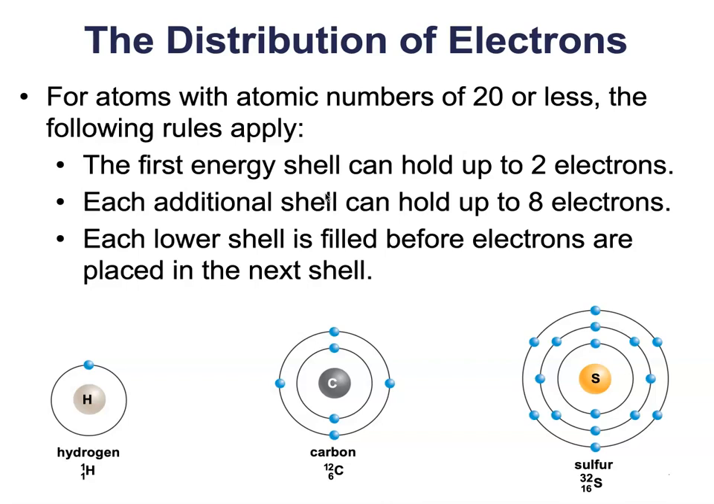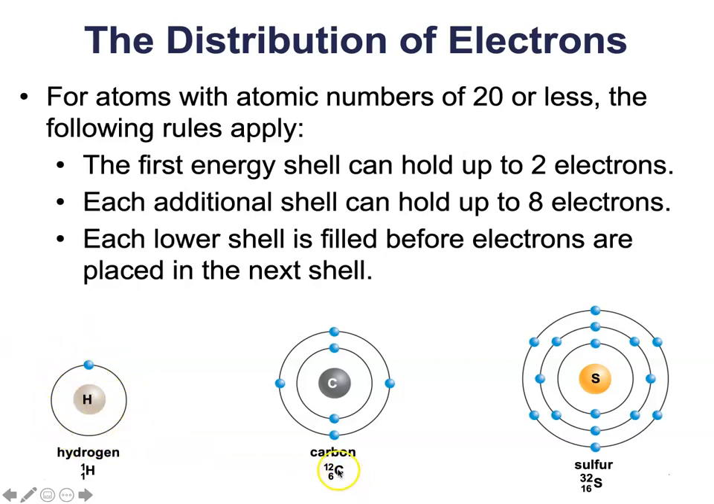So for example, hydrogen has an atomic number of 1, so it has 1 proton. Therefore, how many electrons does it have? 1. So if we have 1 proton, 1 positive charge, we must have 1 electron, or 1 negative charge. So hydrogen has 1 lonely little electron. He's going to hang out in the first energy shell because that's the only energy shell.